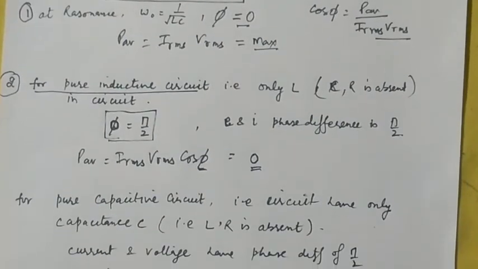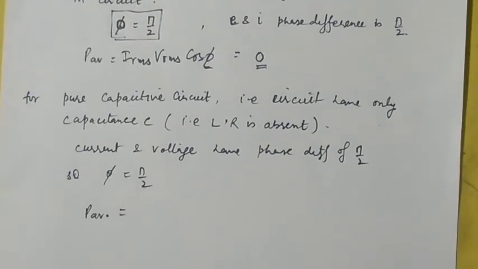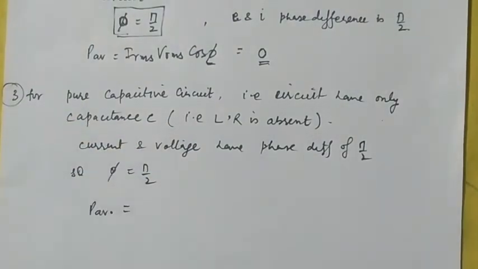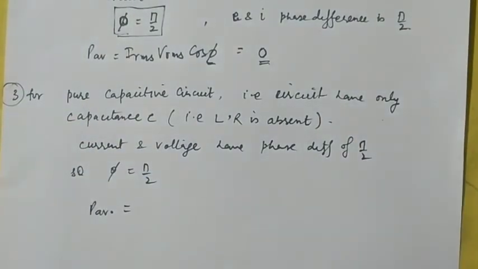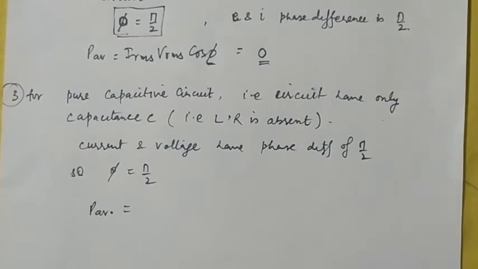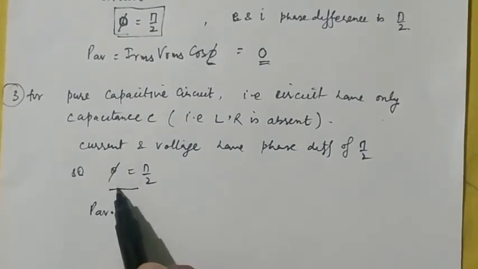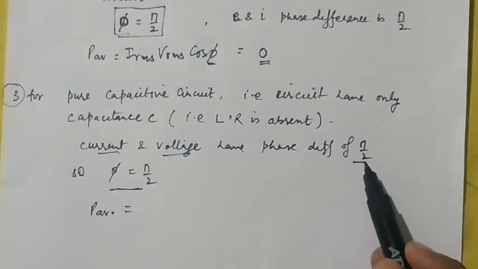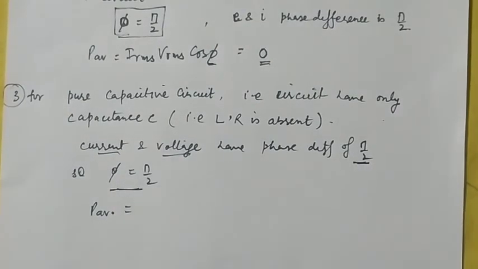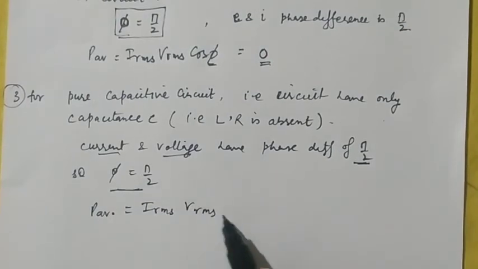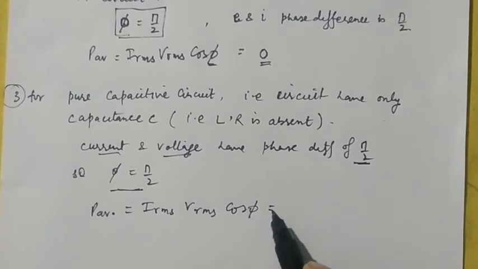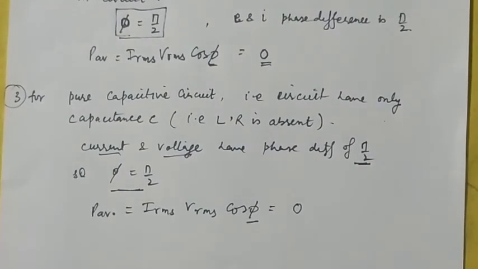Similarly, if you want to do the same for the capacitive circuit, this is your case 3. For a pure capacitive circuit which contains only a capacitor, we know that in that case also the current and voltage have a phase difference of pi by 2. So in that case, the average power is IRMS, VRMS into cos of phi. Again here the phase difference is pi by 2, so cos pi by 2 is 0. So again the average power consumed by the pure capacitive circuit is also equal to 0.